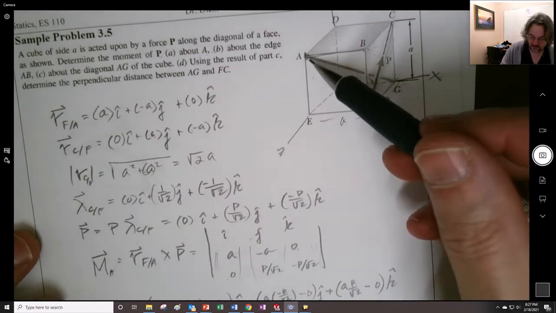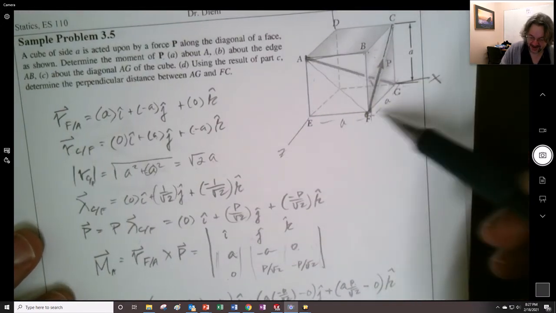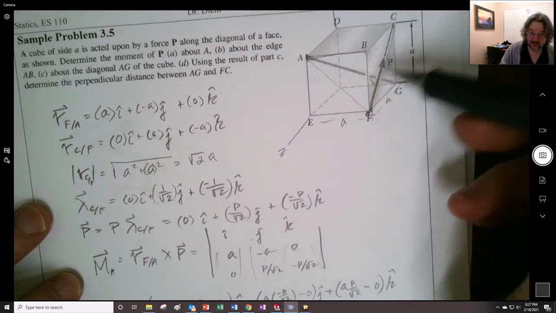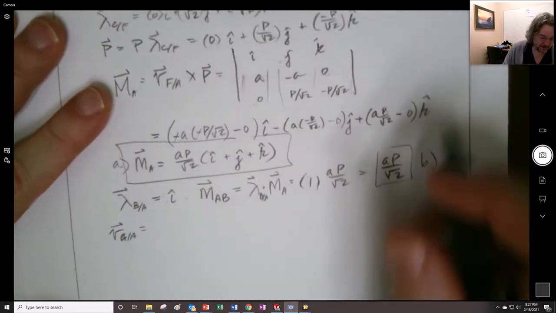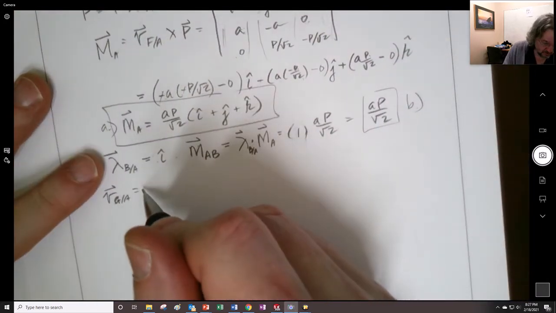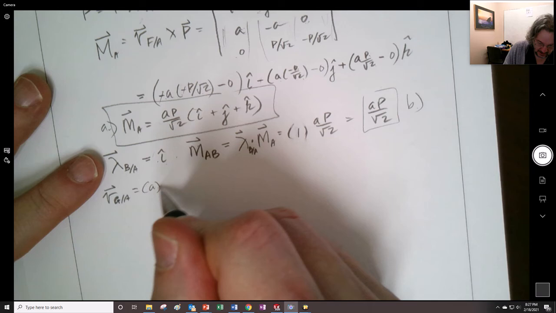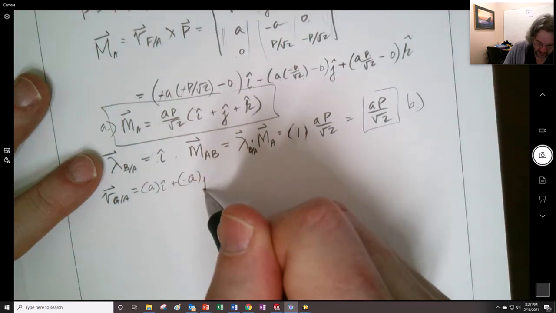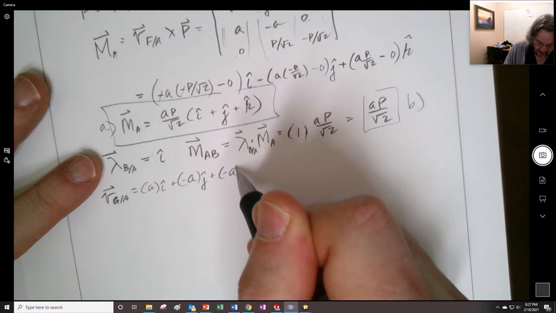well, it's going to be A in the X direction. It's going to be negative A in the Y direction. And it's going to be negative A in the Z direction. Did I get that right? Yes, I did. And so what I find is AI plus negative AJ plus negative AK.